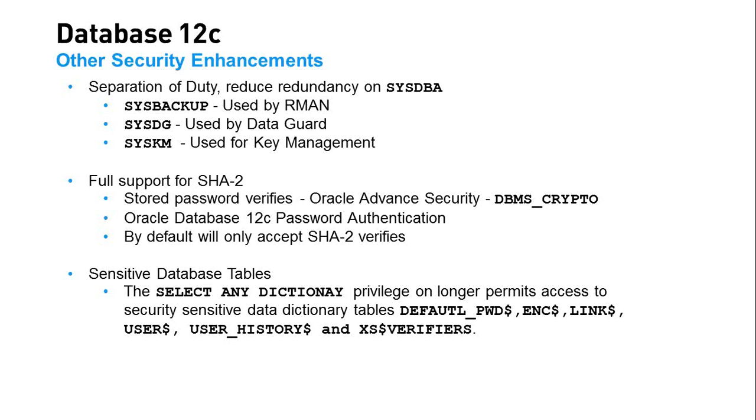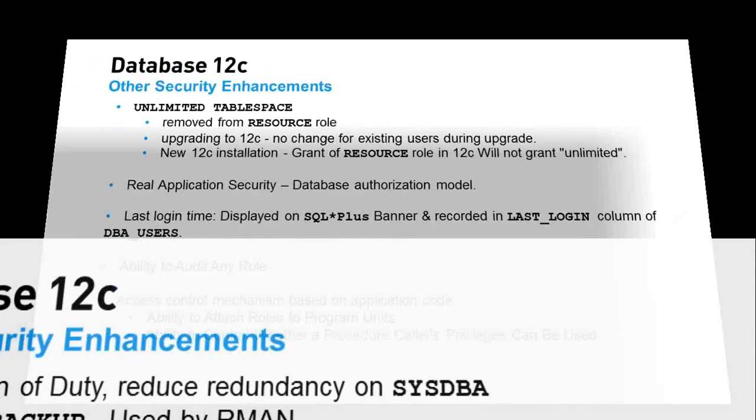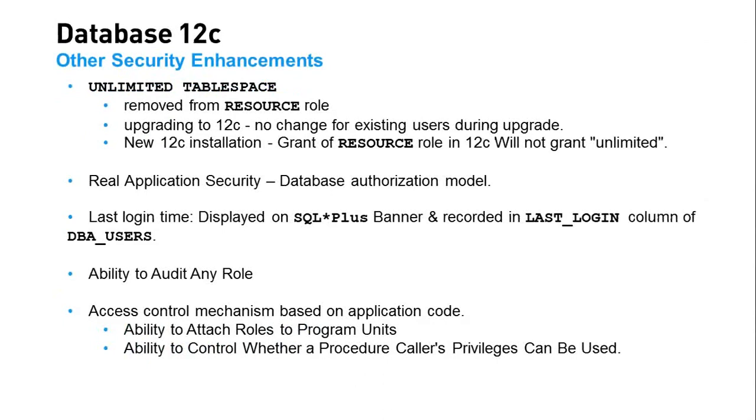Oracle database now supports SHA-2 for crypto network checksum, password verification, and as an option for DBMS scripts. Another enhancement is about unlimited tablespace being removed from the resource role. If you are upgrading from 11g to 12c, the user will still have the unlimited tablespace privilege. But if it is a new installation, then it will not get the unlimited tablespace privilege from the resource role.